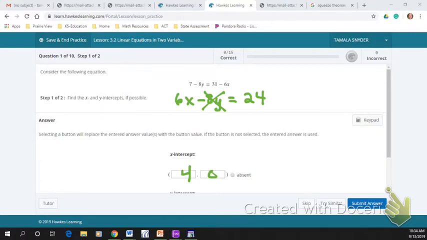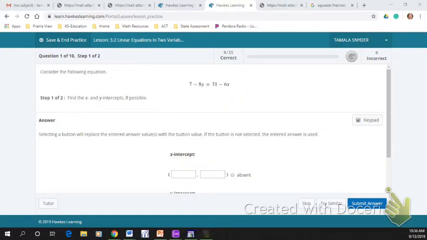So what if I want to find the y-intercept? Y-intercept means that I would want to leave the 8y and cross this one out, right? And then if I divide, I get what? Negative 3. So my y-intercept is 0, negative 3. Now you would only use the absent button if you were dealing with a horizontal or vertical line. And notice they actually already have the parentheses here, so that you just have to type in the numbers. So it's 4, 0, and 0, negative 3.